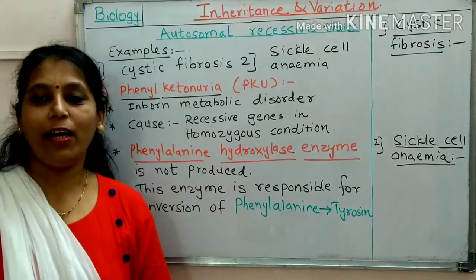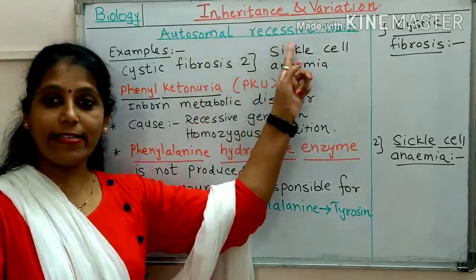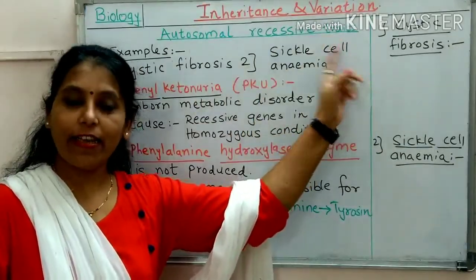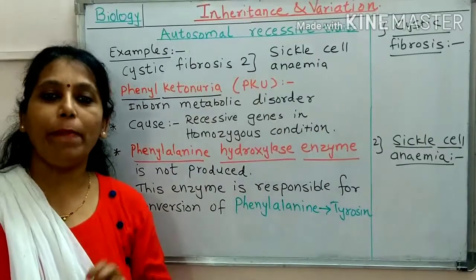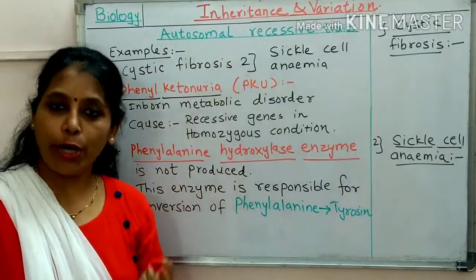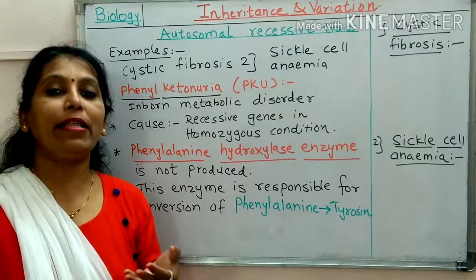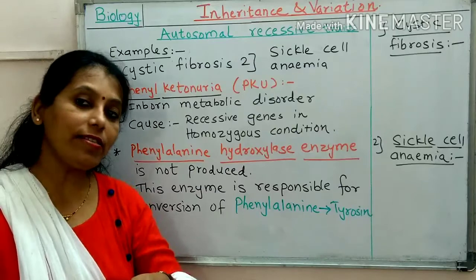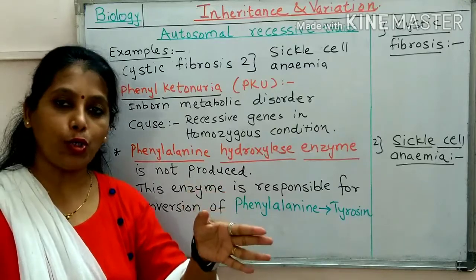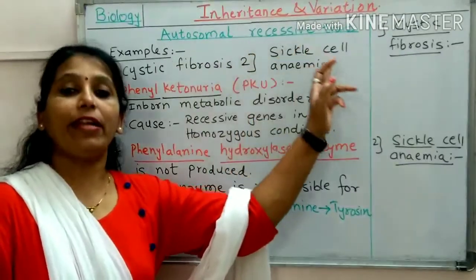Everyone, our today's topic is autosomal recessive traits. Now, what do you mean by autosomal? Autosomal means body chromosome. The traits which are decided by the genes, and these genes are present on autosomes, meaning body chromosomes. Autosomal recessive traits.